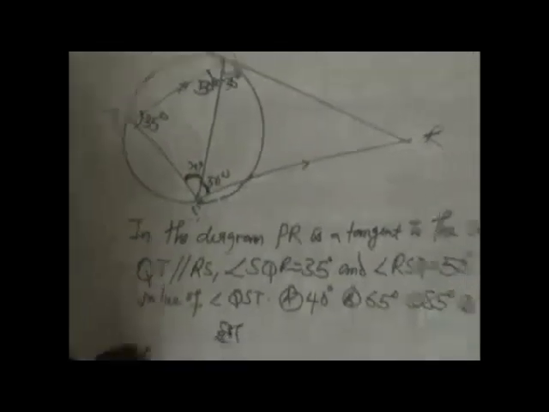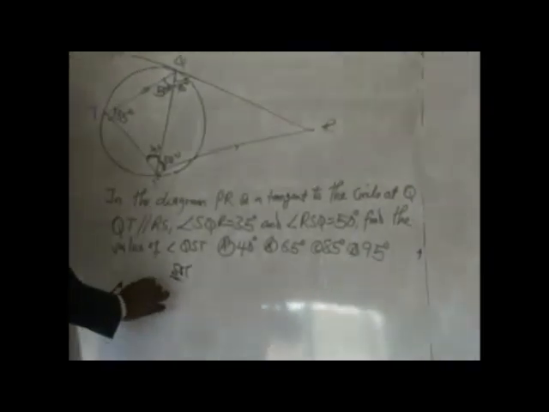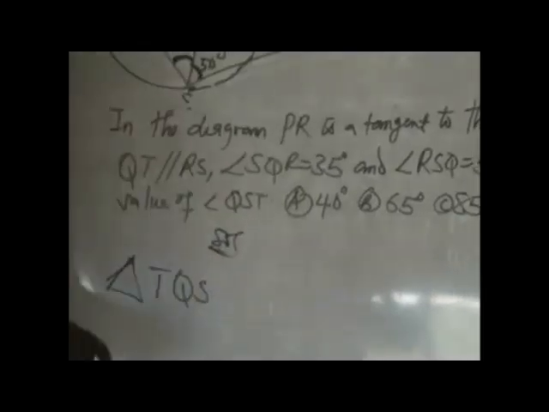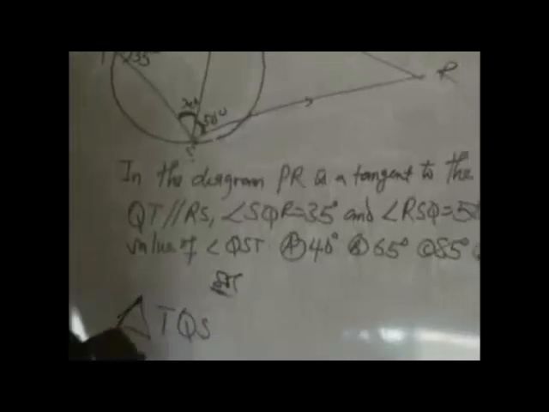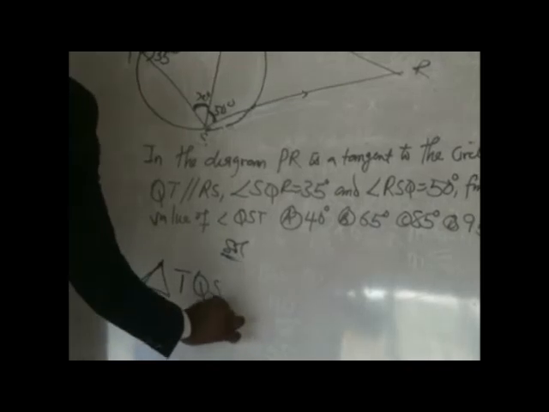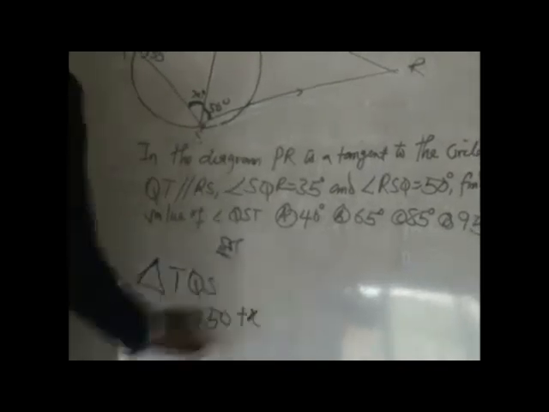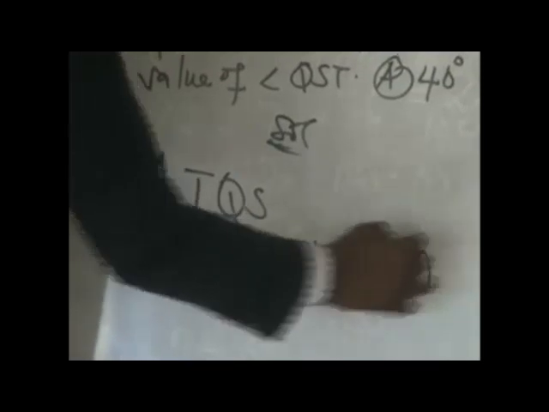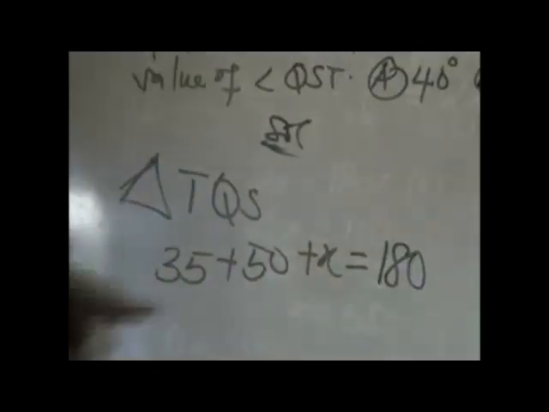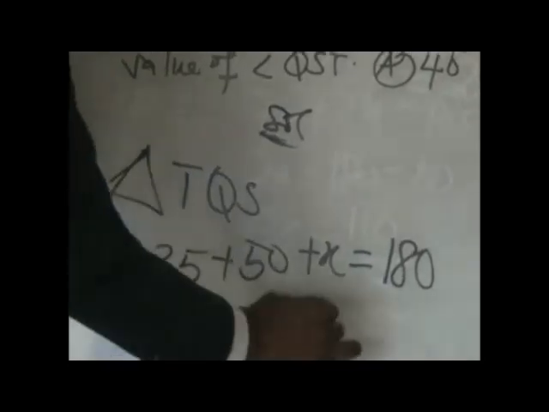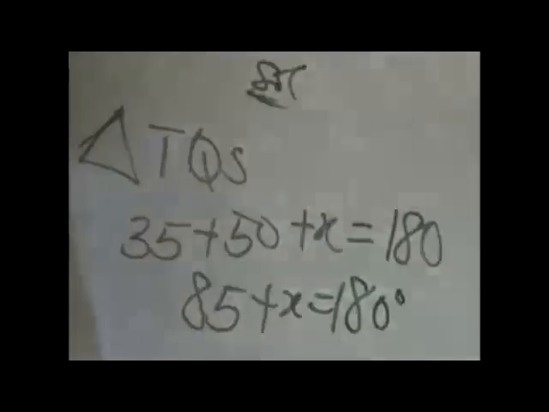Now for triangle CQX, the sum of angles will be equal to 180, the sum of angles in a triangle. So what we simply do is add it up: 35 plus 50 plus x. Are you getting it now? Everything here should be equal to 180, the sum of angles in a triangle. So 35 plus 50 will give me 85, plus x equal to 180 degrees.